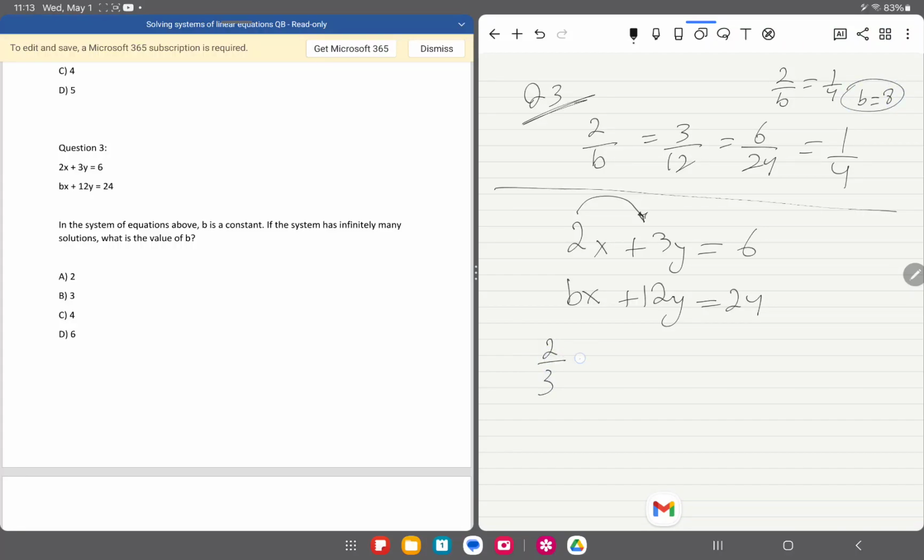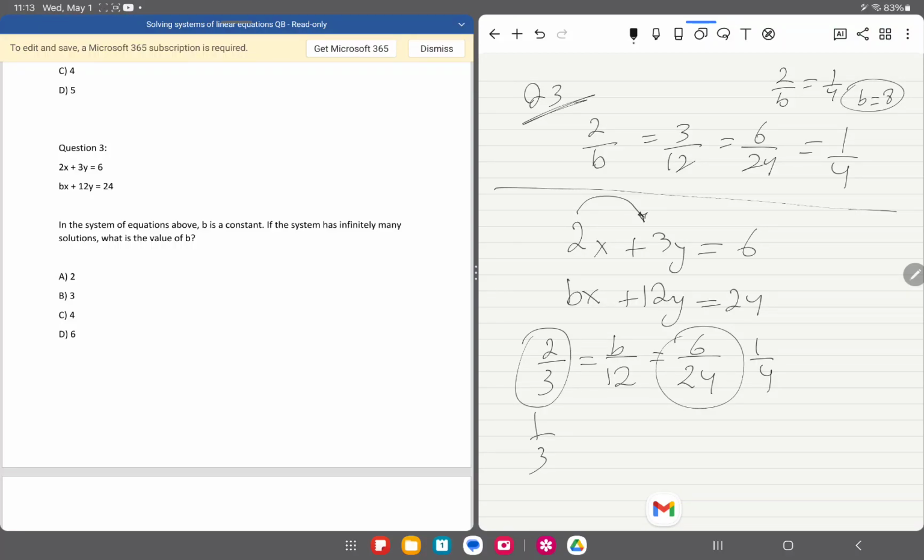So 2 over 3 is equal to b over 12 is equal to 6 over 24. Now, 6 over 24 is 1 over 4, and this one is 1 over 3. And I don't have an 8 over there. So, where am I going wrong over here?